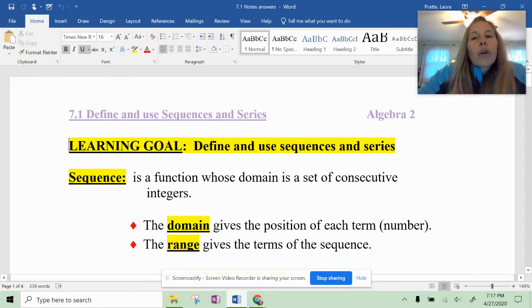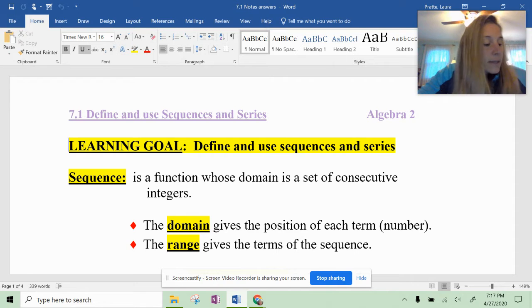Morning, guys. So today we're going to start chapter 7, which is on sequences and series. And we're going to start out with the first section, 7.1, defining and using sequences and series. So our goal or objective for this lesson is to be able to define what sequences and series are and also be able to use them.